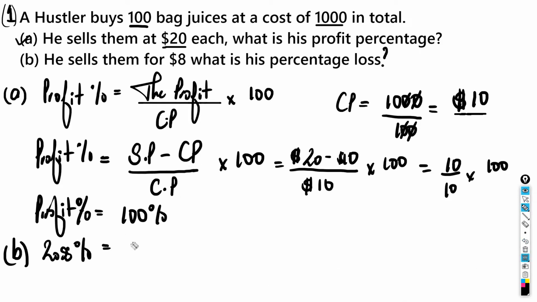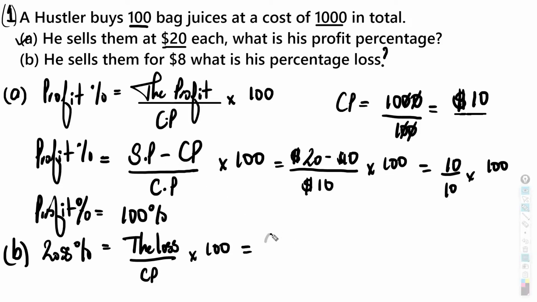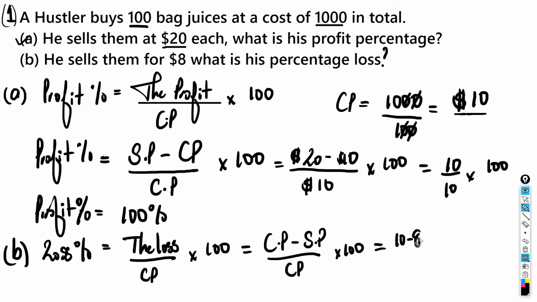Let's write that again. It would be the loss over the cost price multiplied by 100, which is equal to, the loss would be the cost price minus the selling price. So it's CP minus SP over the cost price multiplied by 100. So this would actually give you 10 minus 8 over 10 multiplied by 100. And you see how I get that, right? The selling price is 8, the cost price is 10. So we'll end up with 10 minus 8 over 10 multiplied by 100.